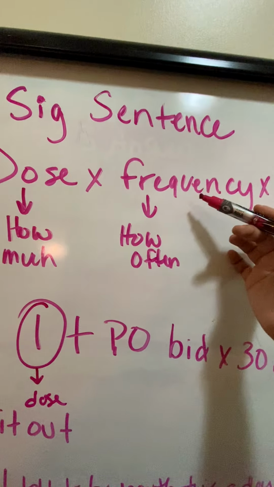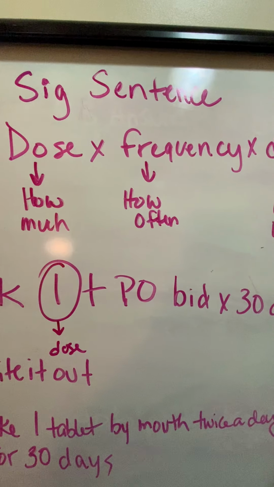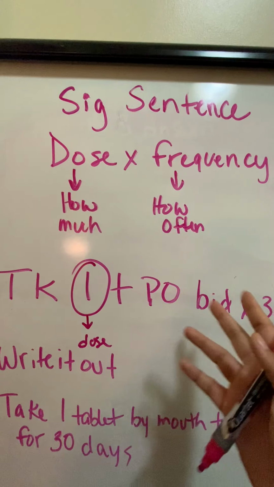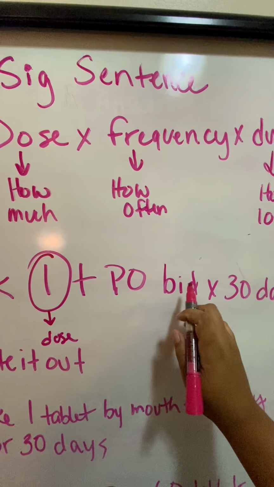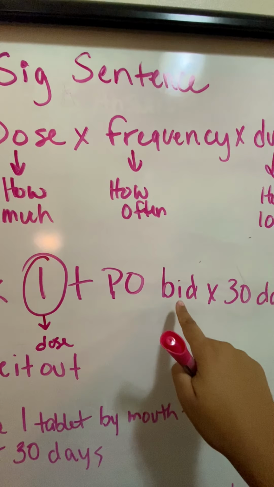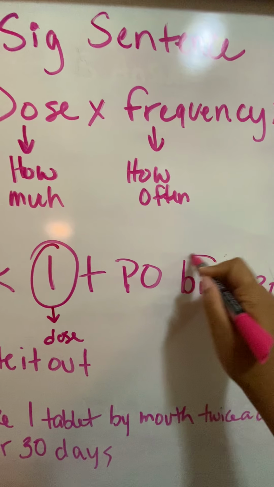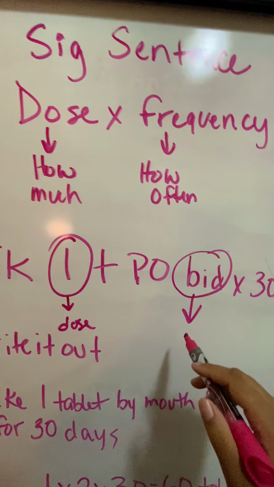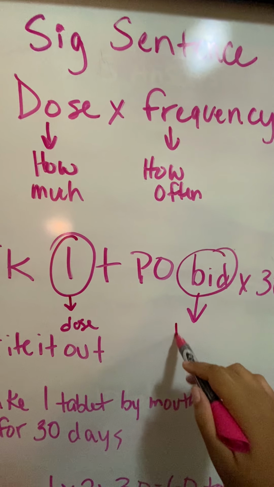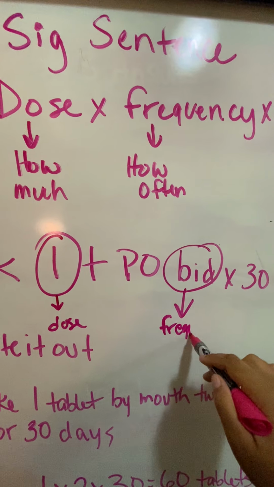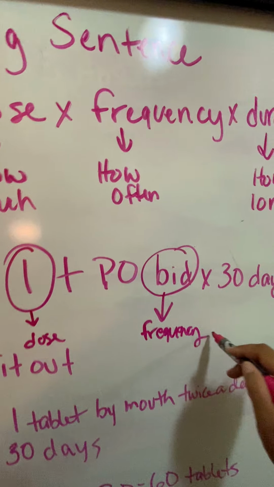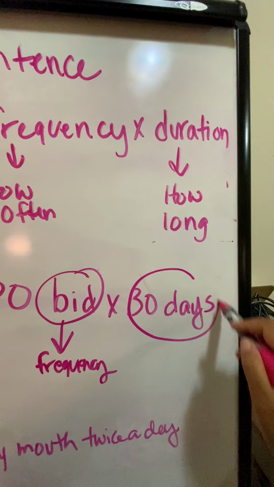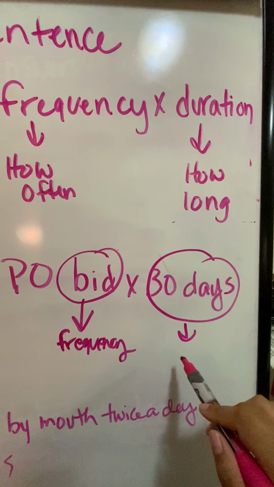Then what is our frequency? How often are they asking us to take it? Is it by mouth? Is it tablet? No, those are not frequencies. A frequency is how often something occurs. BID is considered a frequency because it's telling us to do something. This is telling us to do it twice a day. So this is our frequency. The duration is for how long? Well, only one thing left to choose. This is our duration.